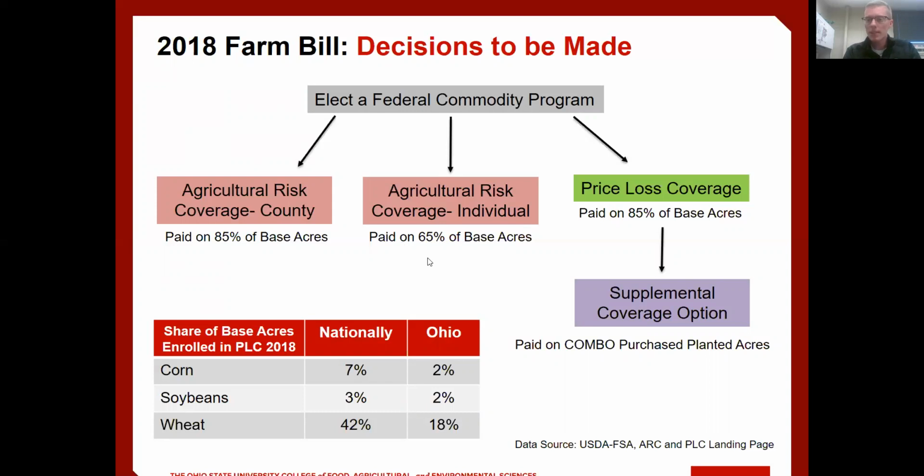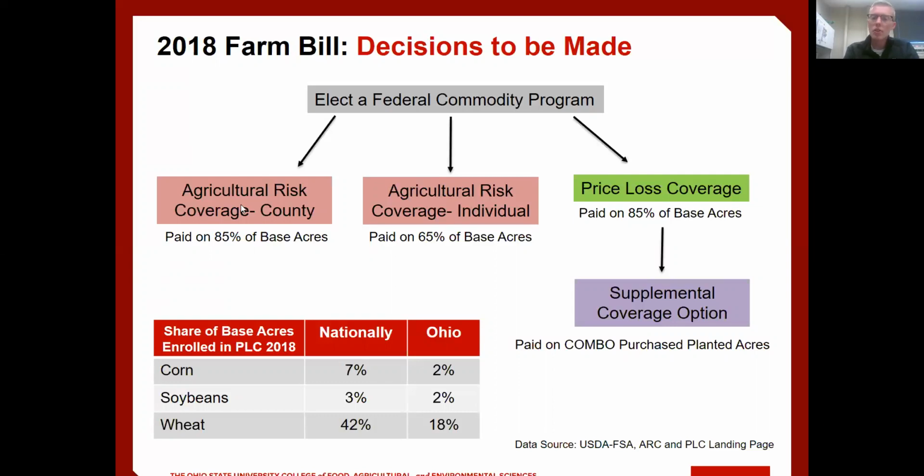Now, you'll remember that base acres are a historical representation of what had been planted on that land in previous years. This Farm Bill does not allow for a base acre update. The 2014 Farm Bill did, the 2018 Farm Bill does not. So you are not allowed to update or change your base acres. So they're the same as what you had in the 2014 Farm Bill. You're also not allowed to add base acres. So if you bought some extra land that previously did not have base acres, you do not get to add additional base acres.